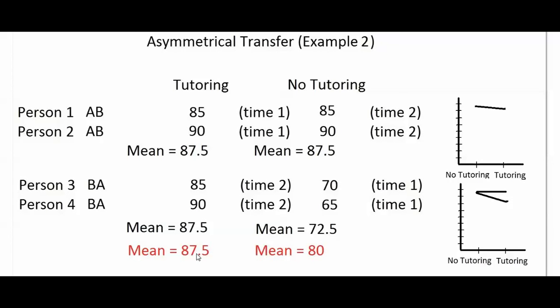these two means down here are only 7.5 apart. So if these two high scores hadn't been there, this average here would have been lower, and the difference between these two means would have been bigger. So once again, the asymmetrical transfer is skewing the difference between the means of the two conditions by either making the difference bigger or smaller.